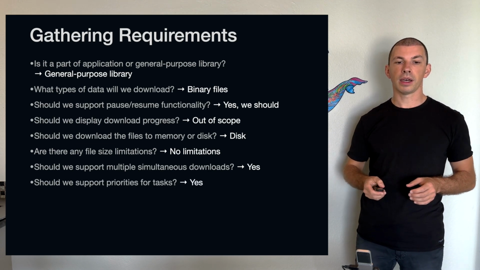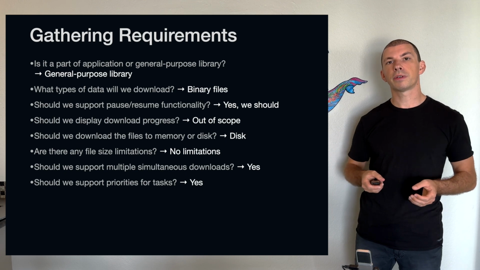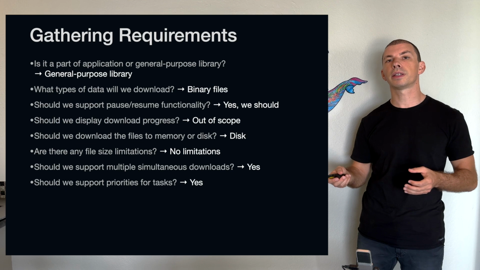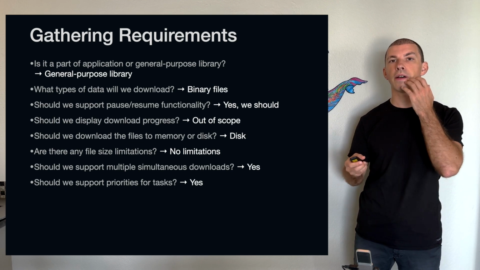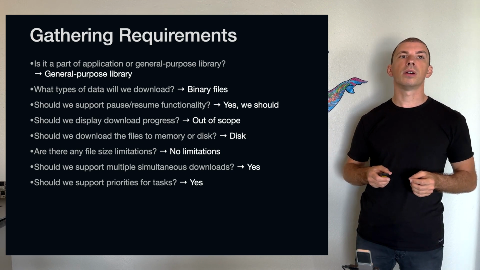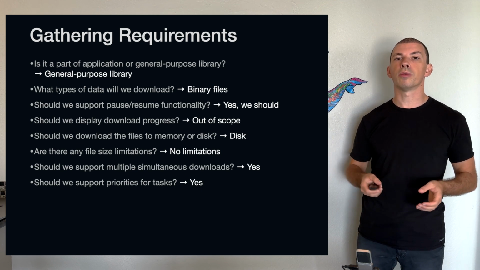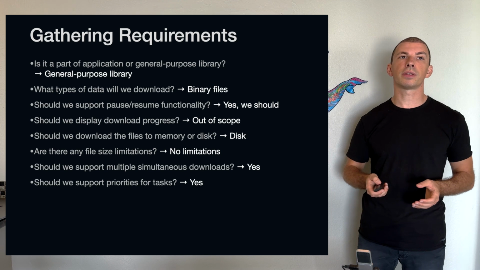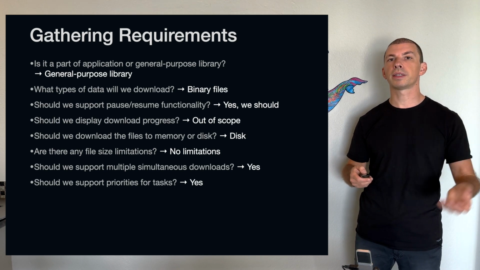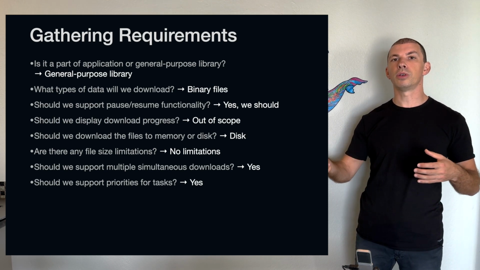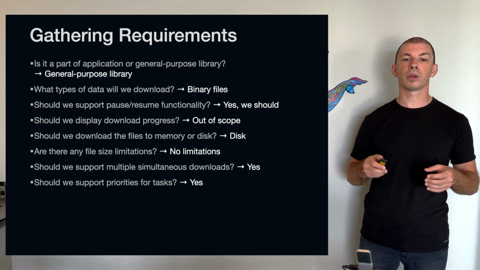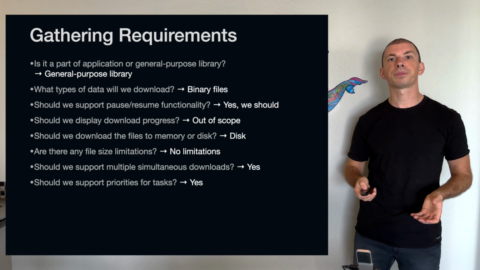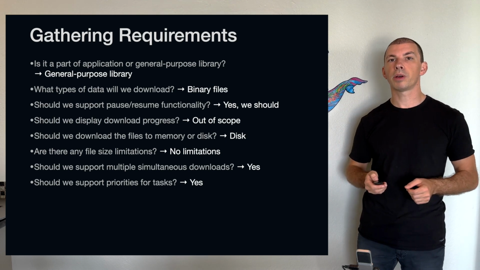The next thing, should we support priorities for the tasks? For example, if some downloads are more critical than others, we can have a lot of cases for it. And yes, we should support it, but if we're going to support prioritization, it also means that we add more complexity to the queue of our tasks, especially as we're going to implement parallel downloads. But let's think how we can implement it.